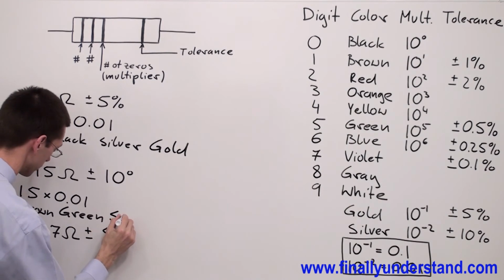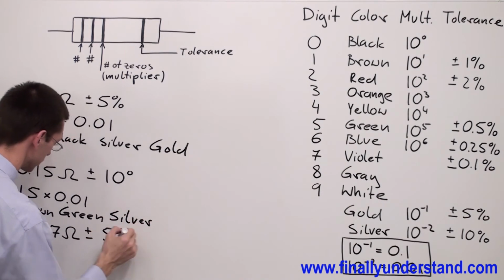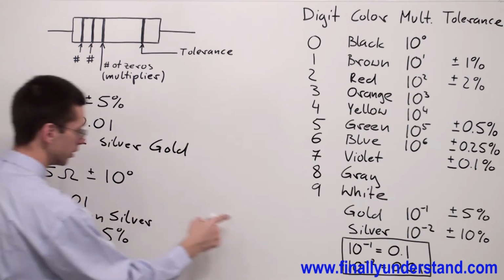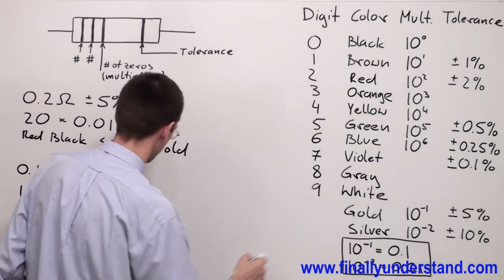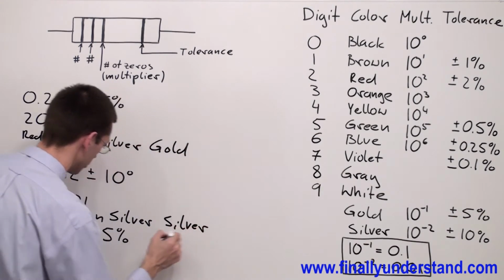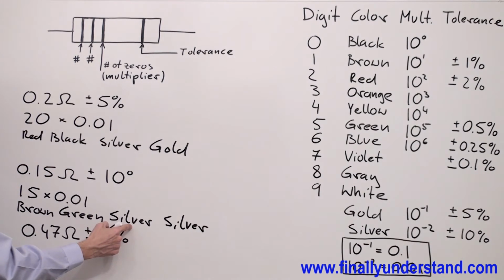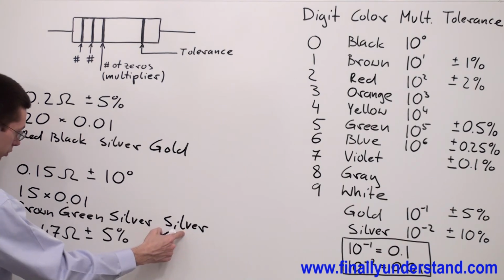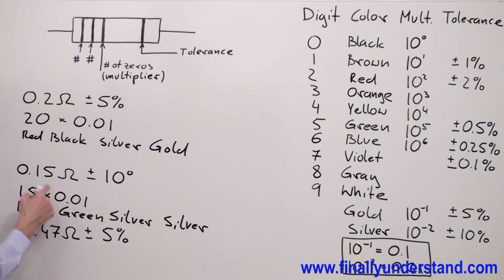That's why I'm going to have silver over here. Silver, and I'm supposed to have 10% tolerance. 10% tolerance is also represented by silver. Remember, this silver band represents the multiplier. This silver band on the fourth position represents the tolerance. So this is the color code for this resistance. Let's take a look at the third example.